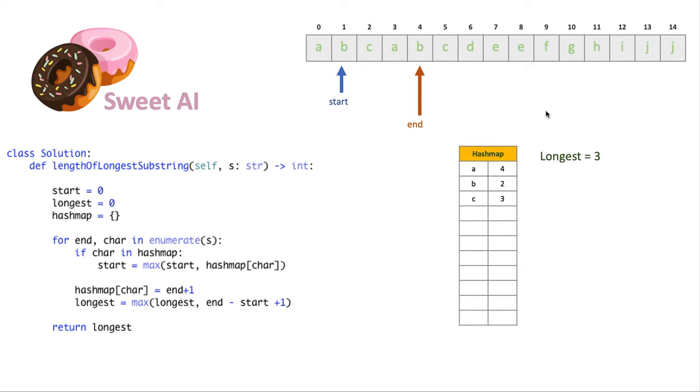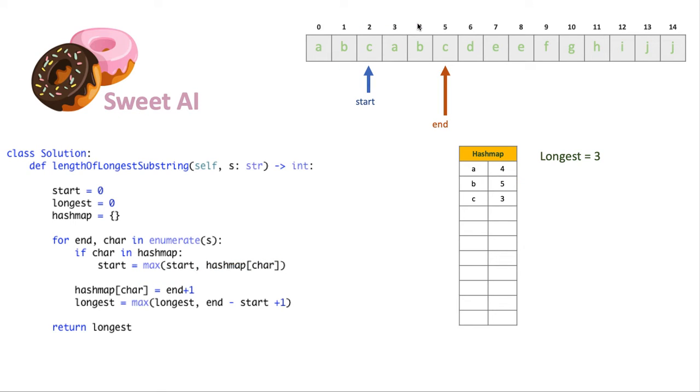Then we iterate over, and letter B: do we have it in the hash map? Yes, we do. So we have to update the start pointer, which right now is 1, and in the hash map for this letter the value is 2. The max of these two is going to be 2. So the start pointer is going to point at index 2, and we update letter B's value in the hash map as well. End is 4, so B is going to be 5, and the length is still going to be 3. As you see, it's updated here.